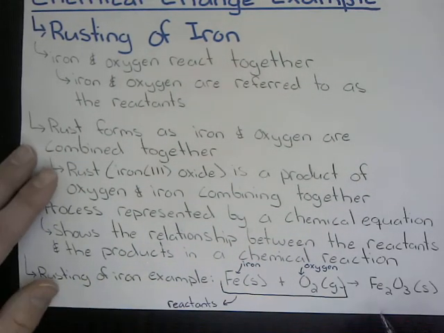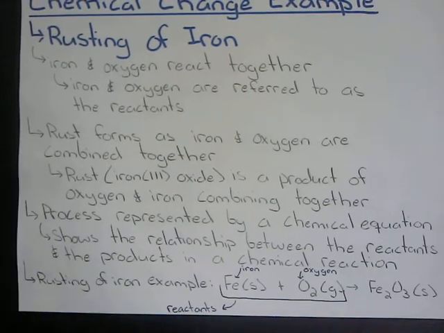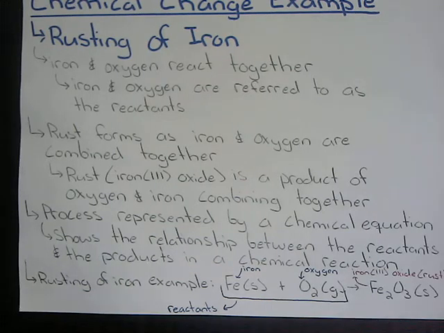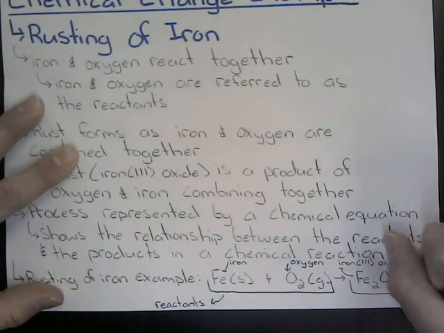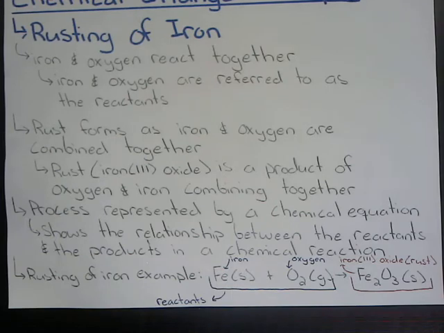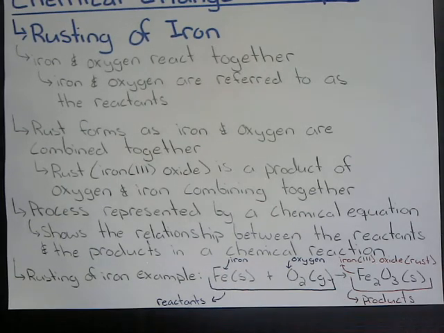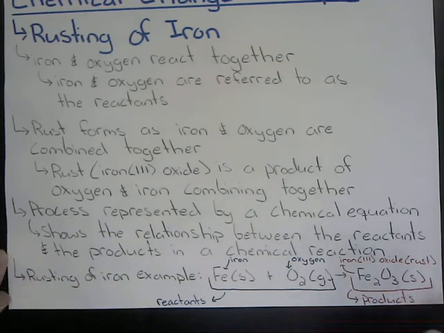Now, over here on the right-hand side of the equation, Fe2O3 is iron 3 oxide. Now, since iron 3 oxide or rust is on the right-hand side of the equation, we refer to any substance on the right-hand side of the equation as the products. Now, I'm not too worried about this at this moment, but this equation right here is not balanced. And we'll get to that in the upcoming chapters on our chemical reactions and chemical equations.